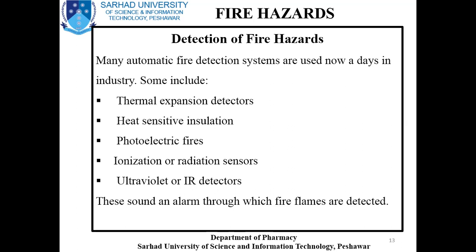Many automatic fire detection systems are installed in the pharmaceutical industry nowadays. Some of these include thermal expansion detector, heat sensitive insulation, photoelectric sensors, ionization or radiation sensor, UV detector, that is ultraviolet detector, or IR detector. These equipments are detection systems that sound an alarm through which fire flames are detected.